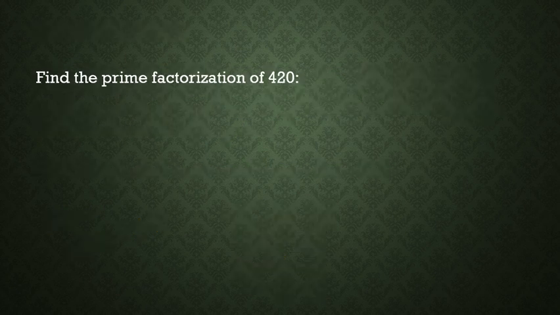So try this next one on your own. Try to find the prime factorization of the number 420. Go through that same process of start with 420, divide by 2 as much as you can. Once you can't divide by 2 anymore, move it up 1 prime, divide by 3 as much as you can. Do that, then move it up 1 more, divide by 5 as much as you can, and then write out your prime factorization. So press pause here, try to solve the problem on your own. Once you think you have it, press play, and we will see if you were correct.